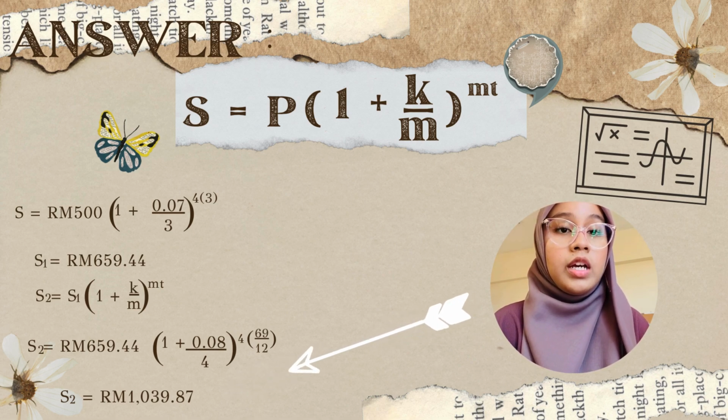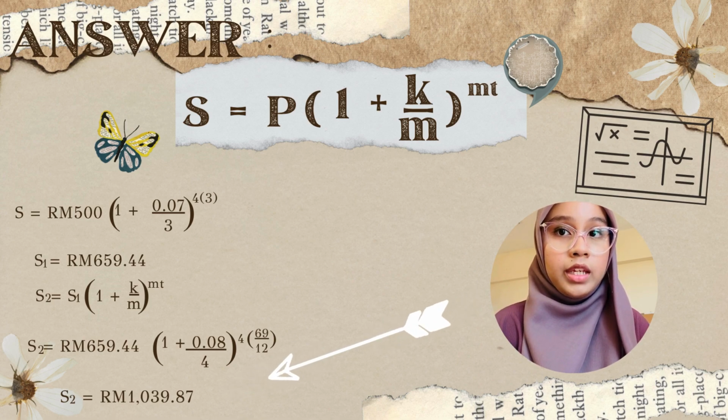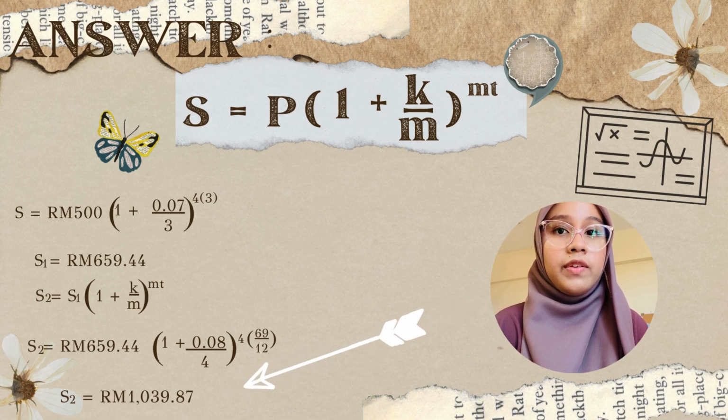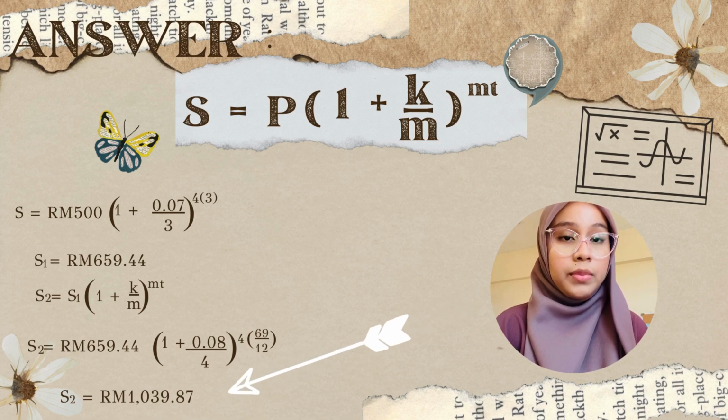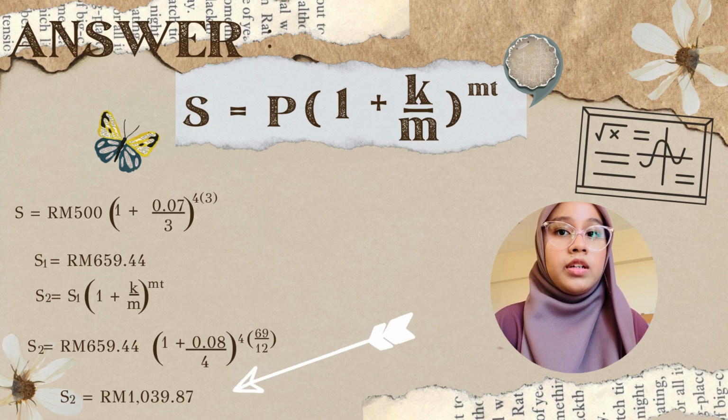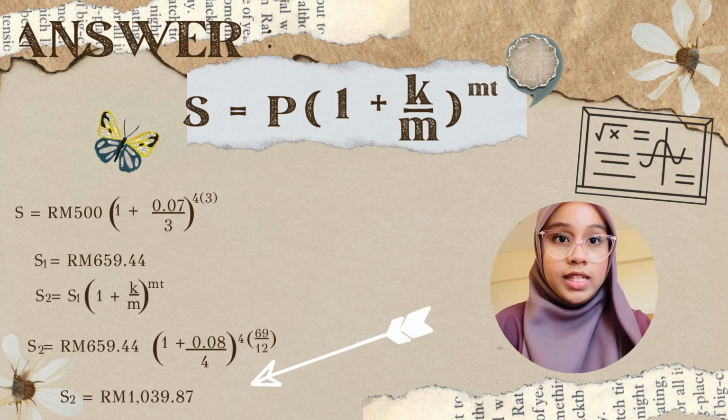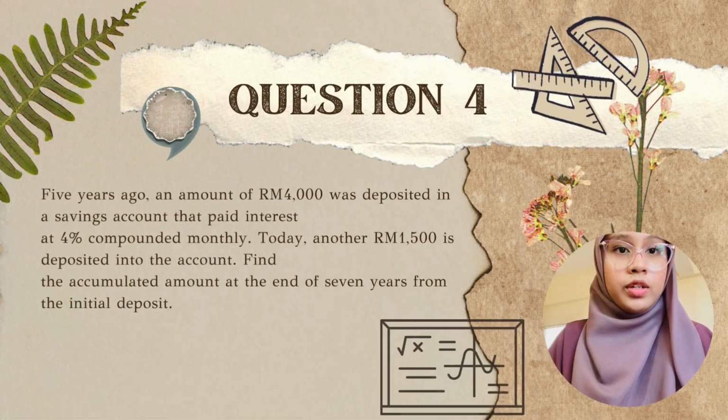So S2 equal to S1 in bracket 1 plus K per M close the bracket powered by MT. S2, which is the new S, equal to RM 659.44 in bracket 1 plus 0.08 per 4 close the bracket powered by 4 in bracket 69 per 12 close the bracket. So the new S is going to be equal to RM 1,039.87.